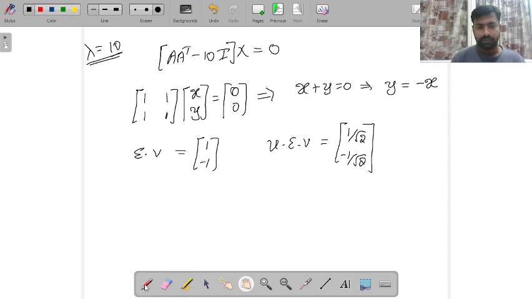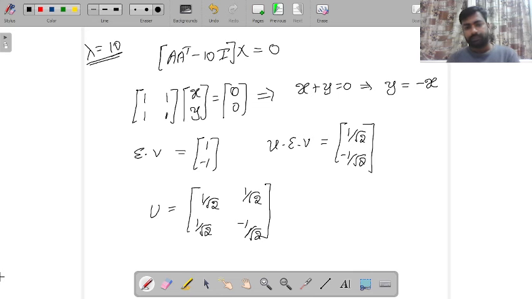Now we can write the matrix U. The first column is the eigenvector for 12, which is 1 by root 2, 1 by root 2, and the second column is nothing but the eigenvector for 10, which is 1 by root 2, negative 1 by root 2. Alright, we are done with finding U.